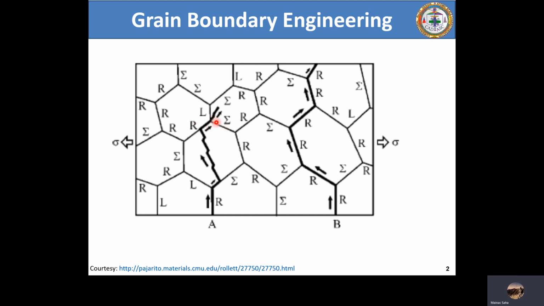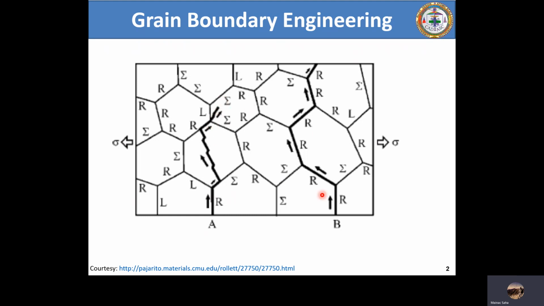But now it doesn't propagate through the sigma boundary at all. That is why I said it depends upon the value of sigma, whether the crack will propagate through it or not, because the sigma value decides its energy. So now, instead of propagating in an intergranular fashion, the crack tends to propagate in a transgranular fashion.